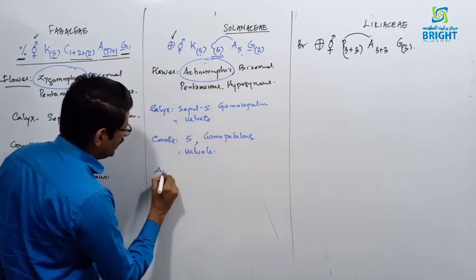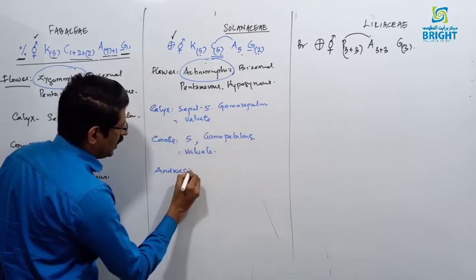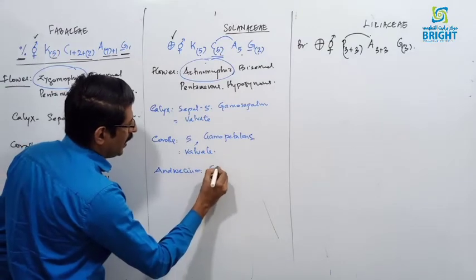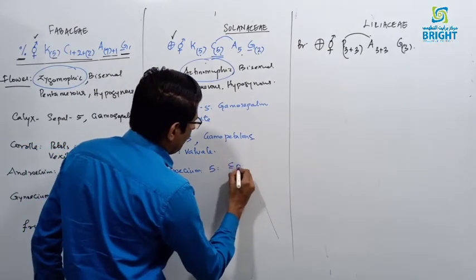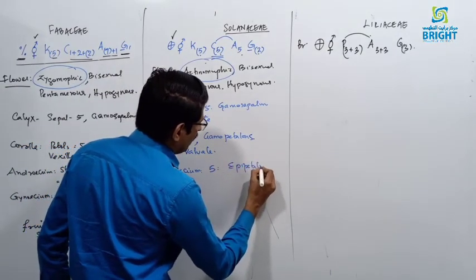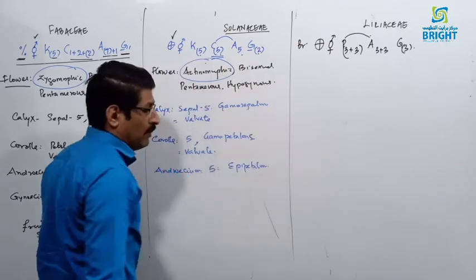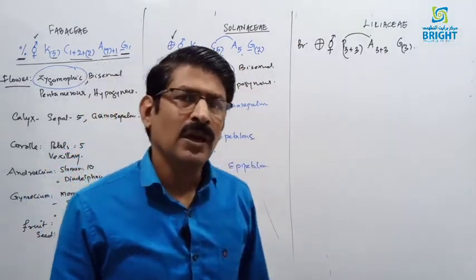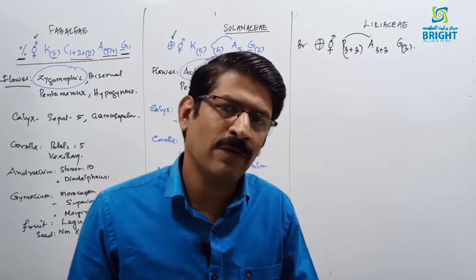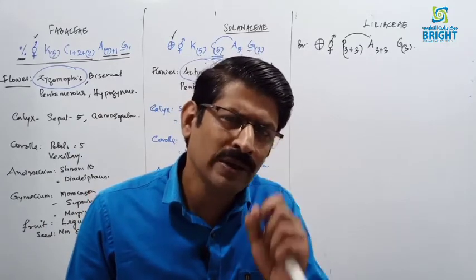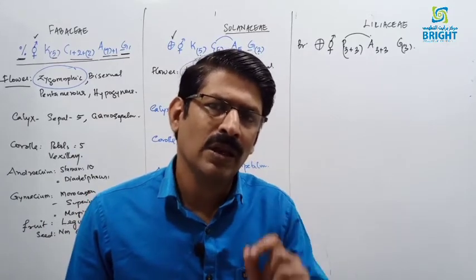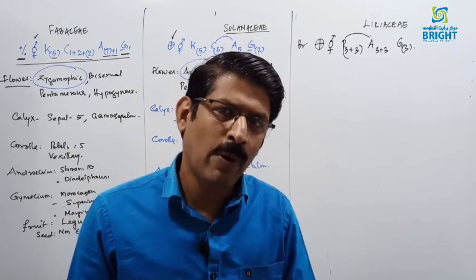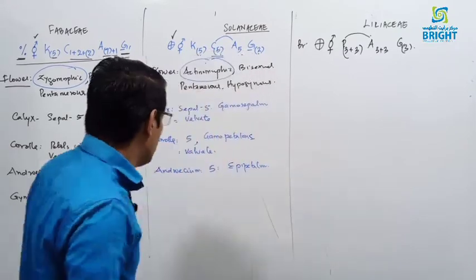And how many stamens are present in the androecium? 5, and it is epipetalous. What is epipetalous? The stamens are fused with the petals. In all gamopetalous flowers there is the epipetalous condition.